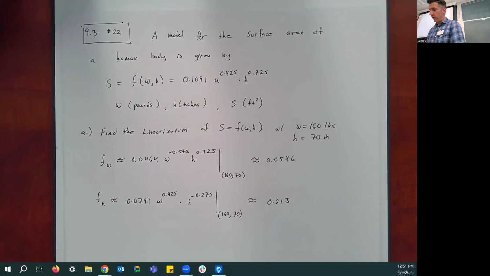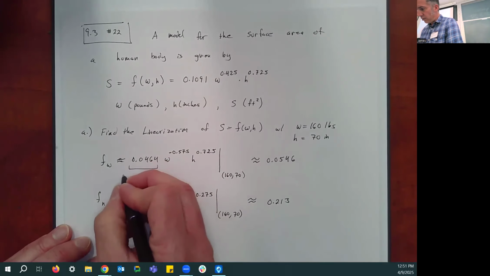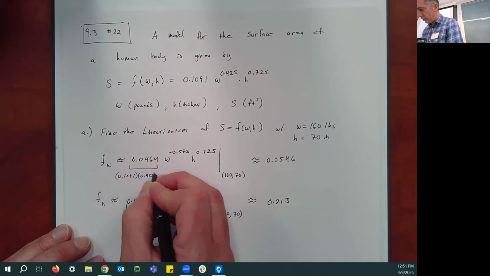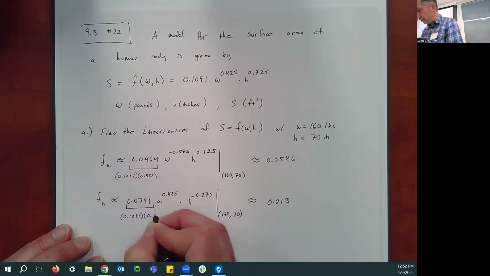Yes, so this first number here is our 0.1091 multiplied by 0.425. And this one is our 0.1091 multiplied by 0.725, approximately.